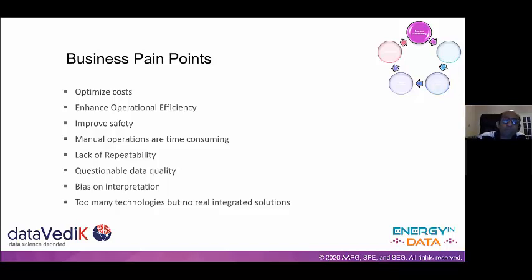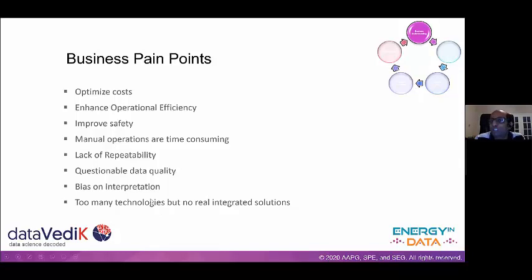Another one that we see typically as a business pain point is bias in interpretation. We have also seen how multiple interpreters or multiple geoscientists in the same oil company are interpreting the data differently simply because there is a lack of reliability. That can introduce too much bias in the interpretations themselves and also unreliable results because now you have multiple results.